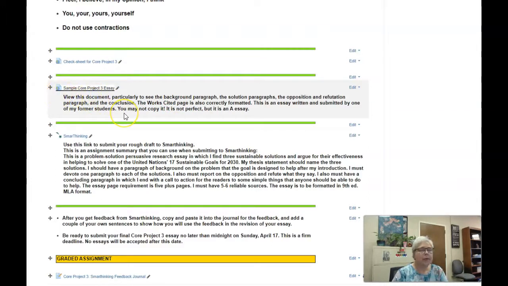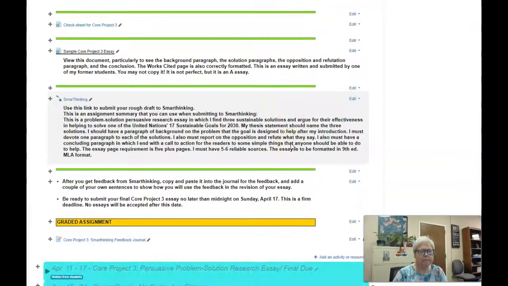You may not copy any words in it. You may not do anything to cheat using that. But feel free to look at how he put it together and pattern yours after the way that he did, because that wasn't a paper that I had.